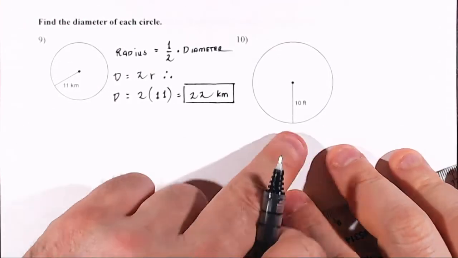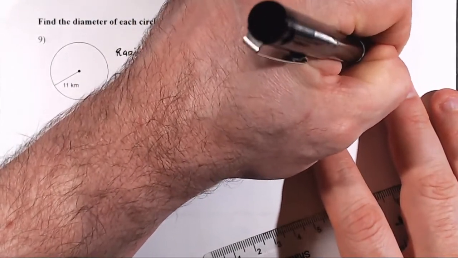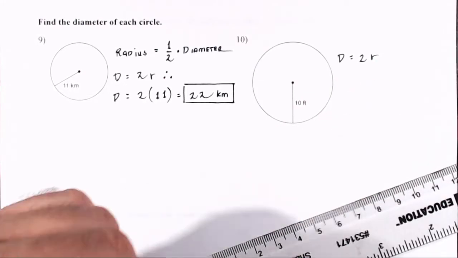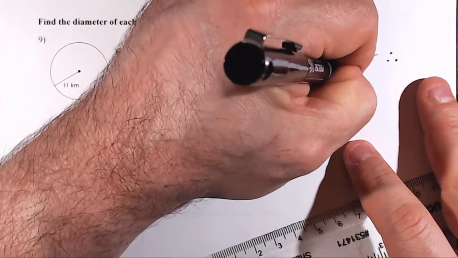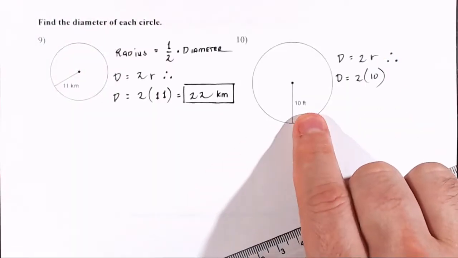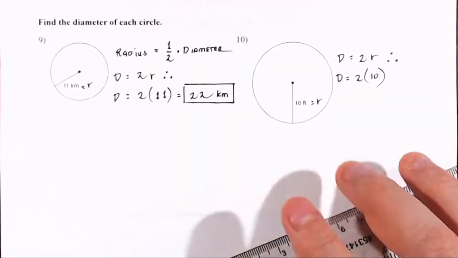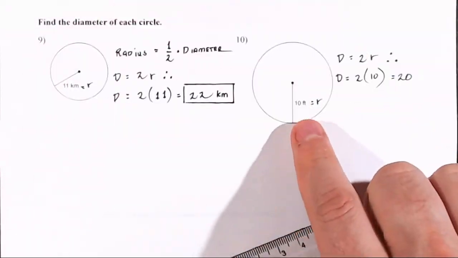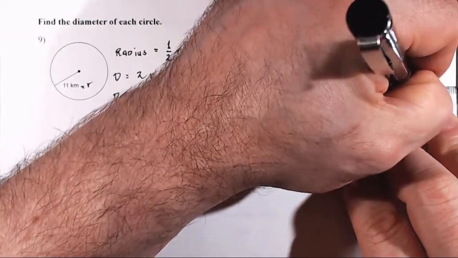Okay, number 10. Remember, diameter equals 2 times the radius. And I want to see that. I mean, it's trivial, but I want to see it. Diameter equals 2 times the radius. Therefore, the diameter equals 2 times 10, because 10 is the radius. Okay, you might want to label these. 10 is the radius, so 2 times 10 equals 20. 20 what? 20 feet. Okay, so 20 feet is the diameter.